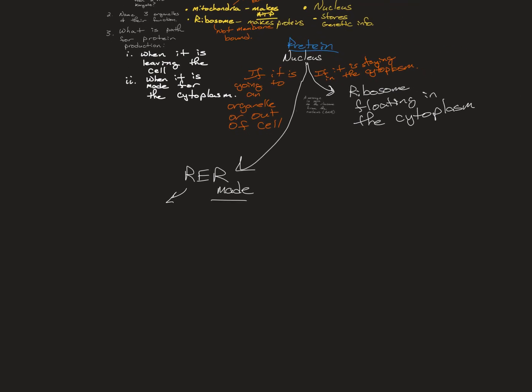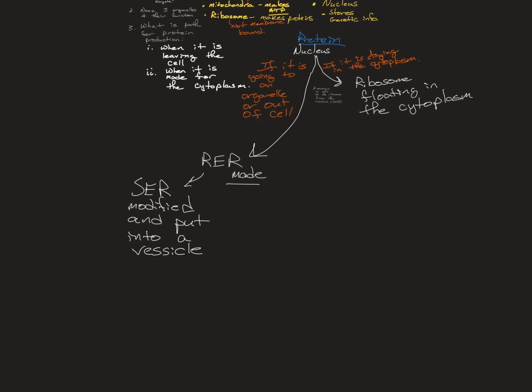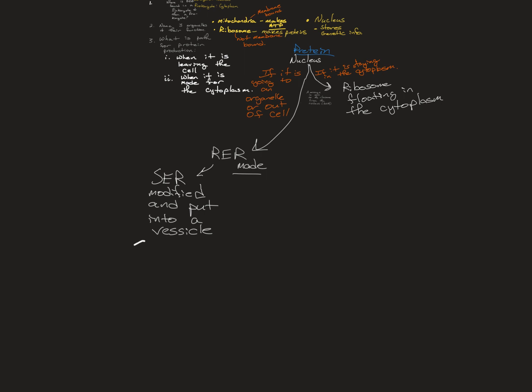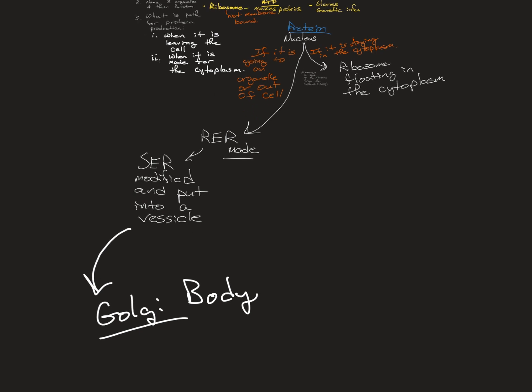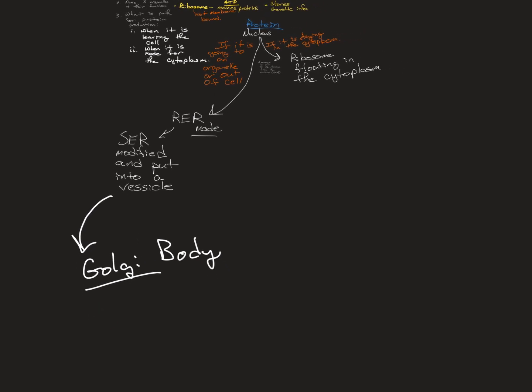So the RER makes it. The SER is the next stop where it's modified and put into a vesicle. Now from that vesicle, then from the SER it goes to the Golgi body, and I showed you the little proteins that transport the vesicles on the microtubules. And from the Golgi body, then it goes either to an organelle, if that's where it needs to go, or it leaves the cell.